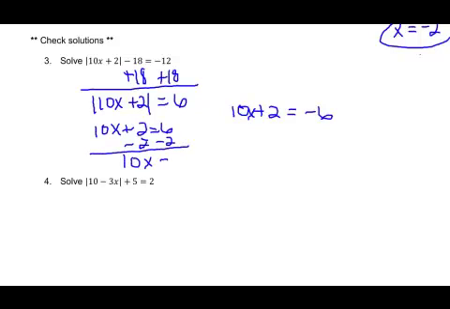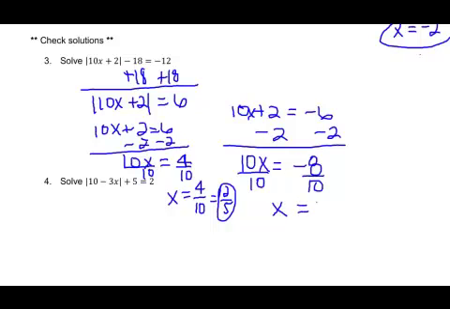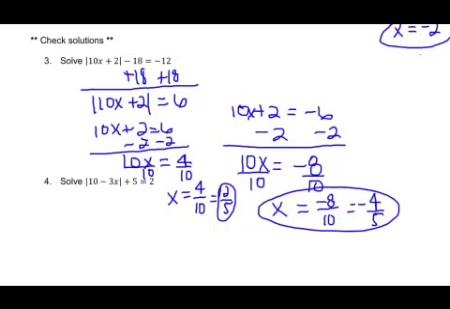So we get 10x equals 4. And we're going to do the same steps on the other side as well, so we might as well just do those together. So 10x equals negative 8. And then we divide everything by 10 for our final step. So x equals 4/10, which simplifies to 2/5, or x equals negative 8/10, which is the same as negative 4/5. Again, if we plug those back in, both numbers will work.